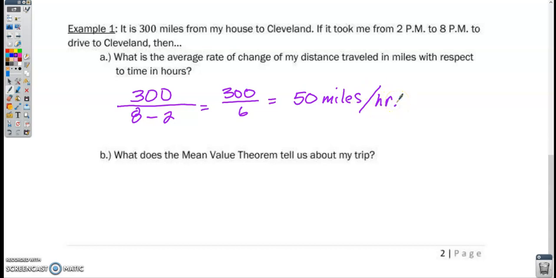Now, what does the mean value theorem tell us about our trip? First of all, the speed that I travel in my car has to be a continuous function. My car doesn't just jump from 20 miles an hour to 50 miles an hour.